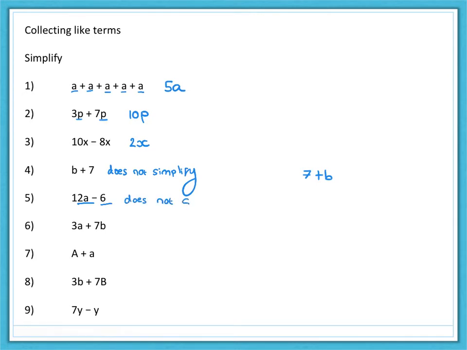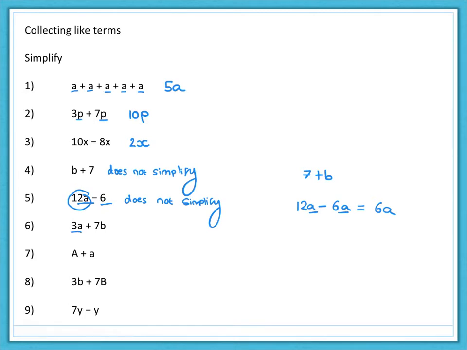You have a lot of people who sometimes try and simplify this to 6a, but it wouldn't work because it's 12a take away 6. You can't just take the 12 down to 6 because that is not a 12 on its own, it's 12a. Now, if the question had been 12a take away 6a, you then have like terms and it simplifies down to 6a, but that's not the case here.